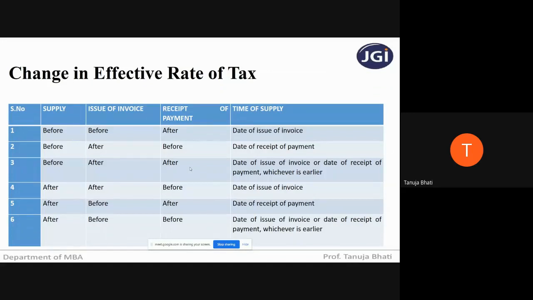So I know it will be tough for you all to remember this, but like I said, if all the supplies are before, you just check issue of invoice and receipt of payment, whichever is before, that will be the time of supply. And in case of after, you just compare between issue of invoice and receipt of payment, whichever is after is going to be the time of supply. So in this way, you can easily remember the time of supply in the 6 different scenarios. Okay, Omkar, what was your doubt regarding this?